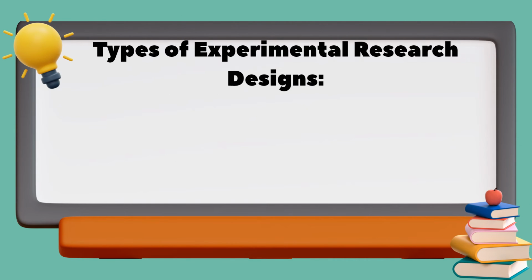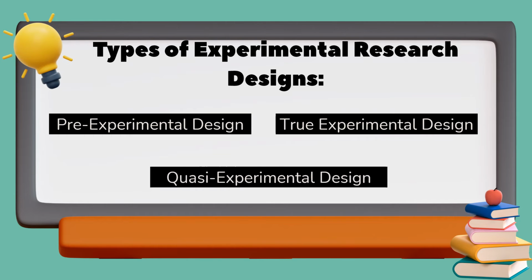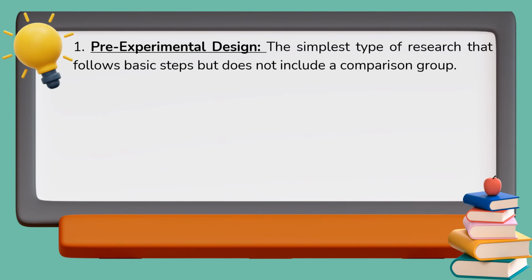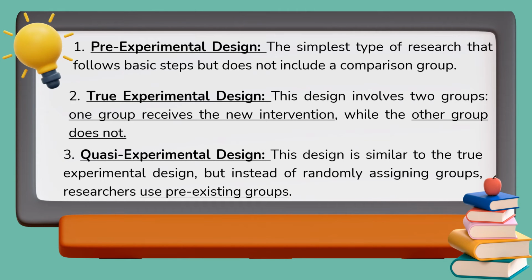Here are the types of experimental research designs. We have the pre-experimental designs, true experimental design, and quasi-experimental design. Pre-experimental design. The simplest type of research that follows basic steps but does not include a comparison group. True experimental design. This design involves two groups. One group receives the new intervention, while the other group does not. Quasi-experimental design. This design is similar to the true experimental design, but instead of randomly assigning groups, researchers use pre-existing groups.